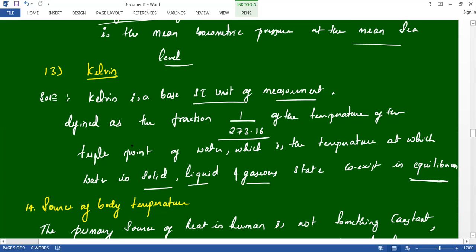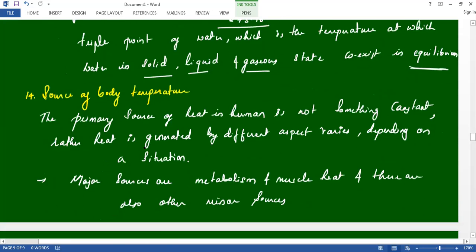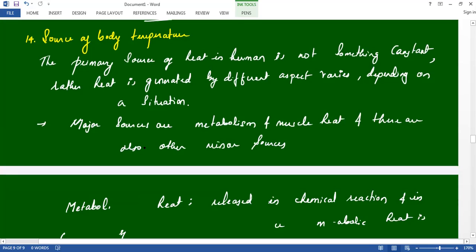So this is about Kelvin. Let us move on to the next question. That is question number 14. Question number 14 asks about the source of body temperature.